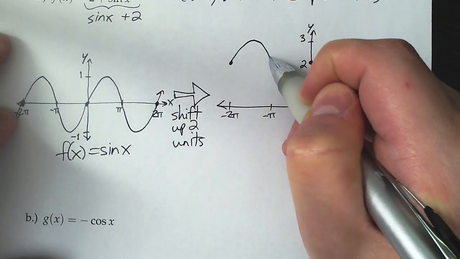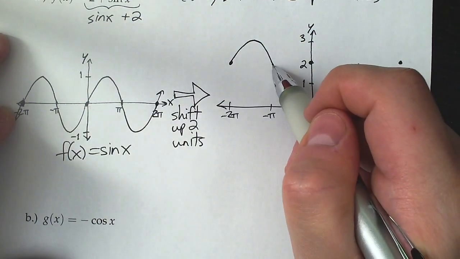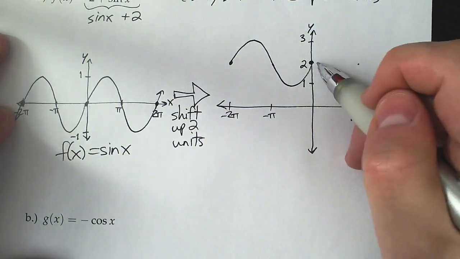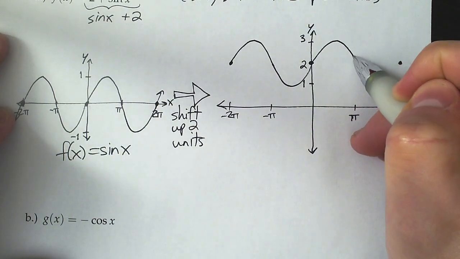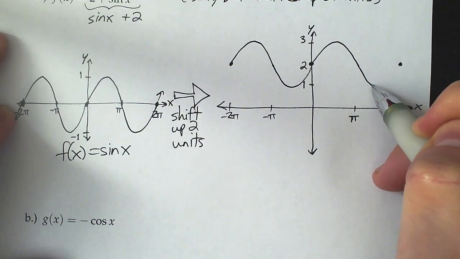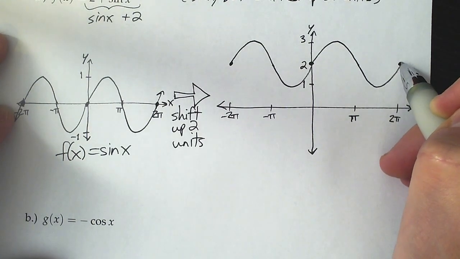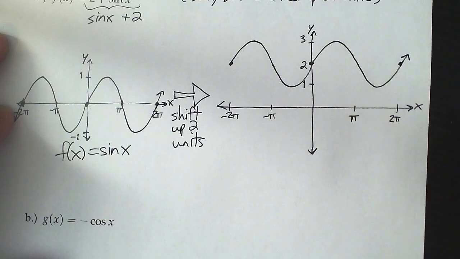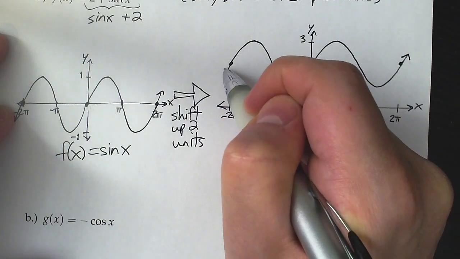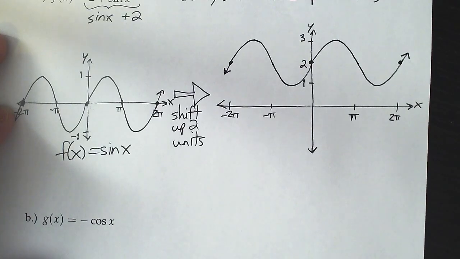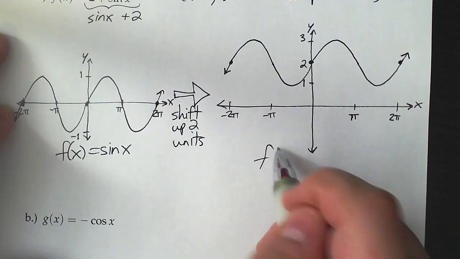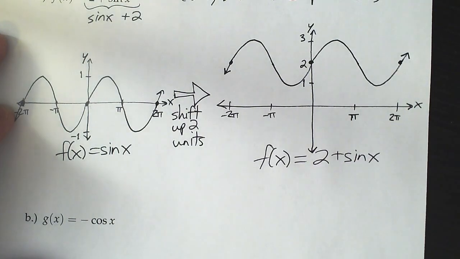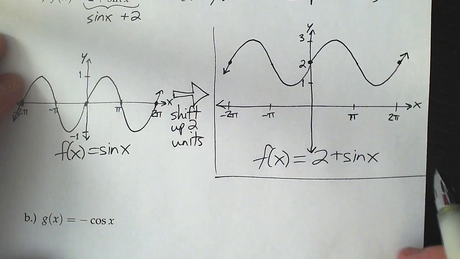So we know the overall shape. We have it right here to reference. We're just shifting it up like that. And when you draw this, do the arrows, like an arrow on the right to indicate that it keeps going, and an arrow on the left to indicate that it keeps going. And that's a really good graph. So that was 2 plus sine x. So just to be clear, this is the final answer.